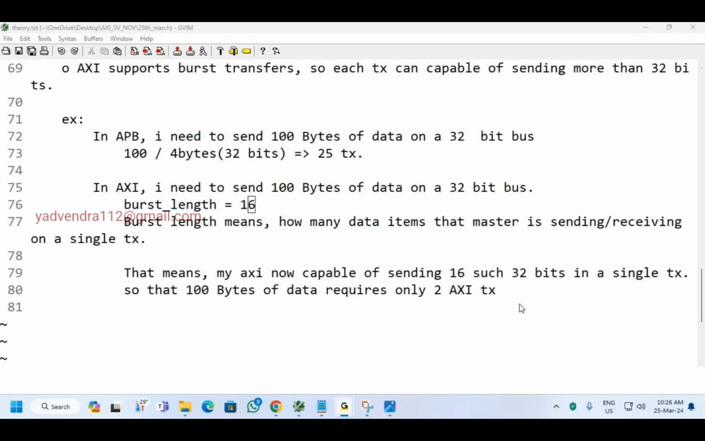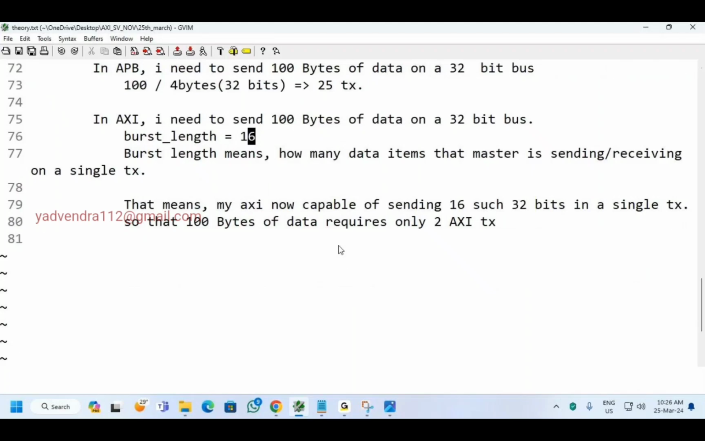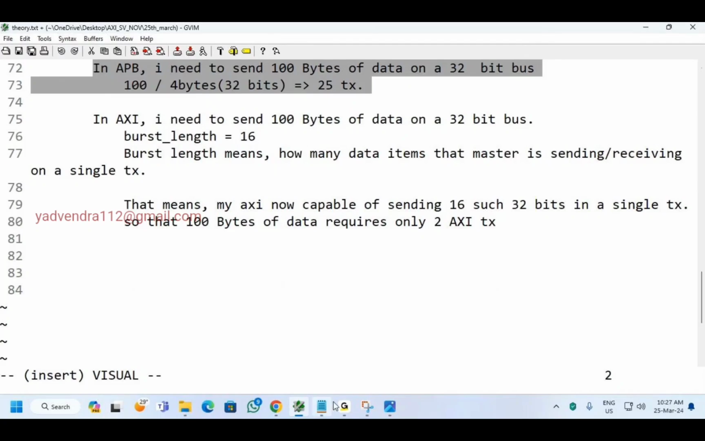Yeah. So can I elaborate the calculations in the AXI transfer flow? Which is 100 bytes just takes 2 transactions. Okay, I'll tell you how the things are going to happen. So 100 bytes: did you get this, 100 bytes is 25 transactions in APB? So yeah, I got it.